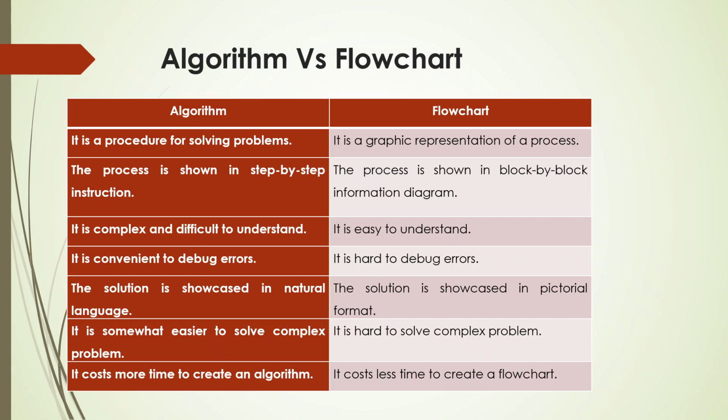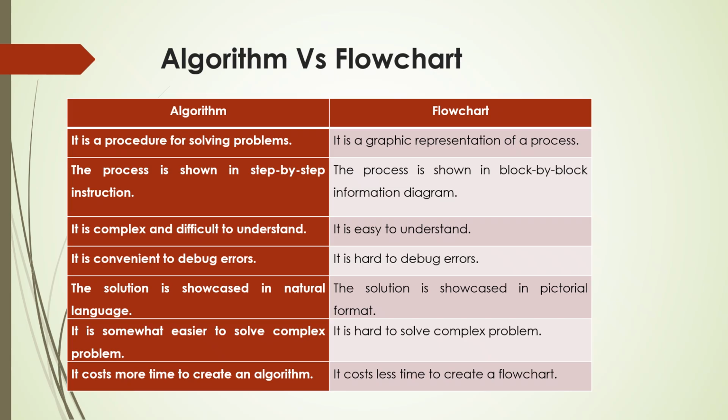Third, ease of understanding. An algorithm requires the reader to carefully read every instruction. Though the steps are simple, understanding a long algorithm can sometimes take time. Flowcharts are usually easier to understand because the entire process is shown visually. Our brain often understands a picture more quickly than a paragraph of text. For this reason, beginners generally find flowcharts easier than algorithms.